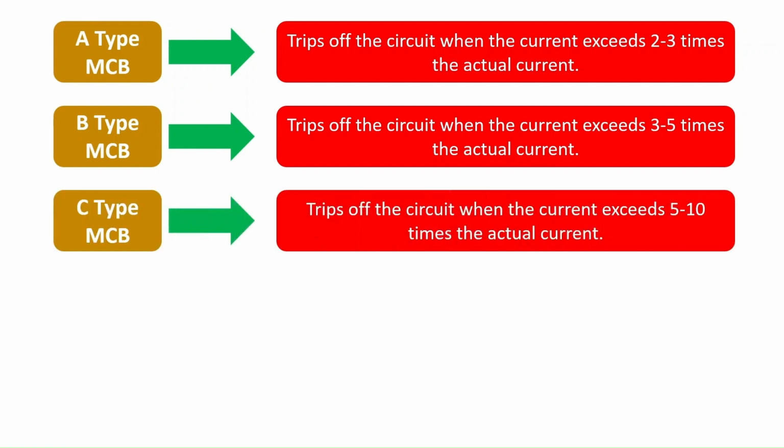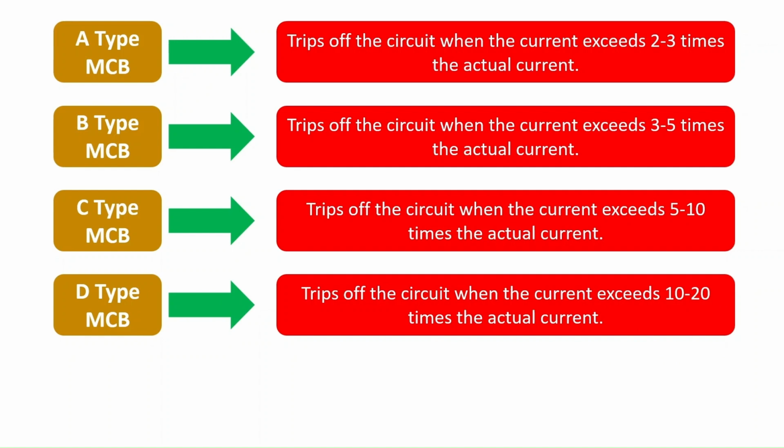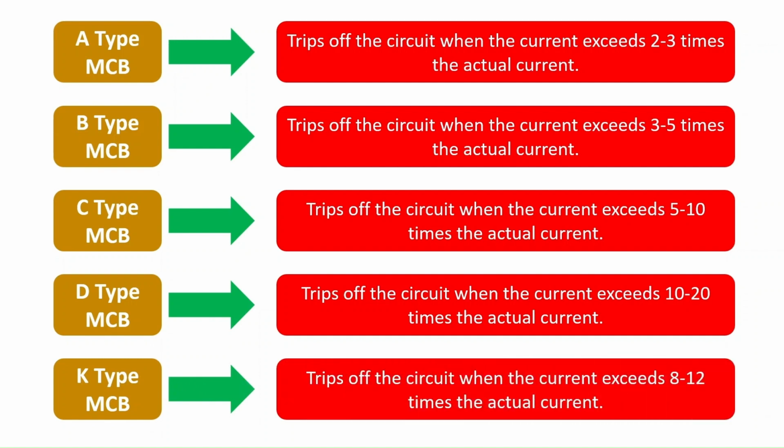C-type MCB trips off the circuit when the current exceeds 5 to 10 times the actual current flow and find its application in domestic as well as commercial applications like transformers, lighting circuit, and IT equipments like personal computers, servers, and printers. D-type MCB trips off the circuit when the current exceeds 10 to 20 times the current flow. It finds its application in motors. K-type MCB can withstand up to 8 to 12 times the current flow and find its application in heavy-duty loads like compressors, winding motors, and X-ray machines.